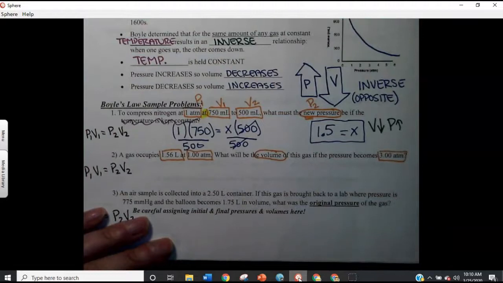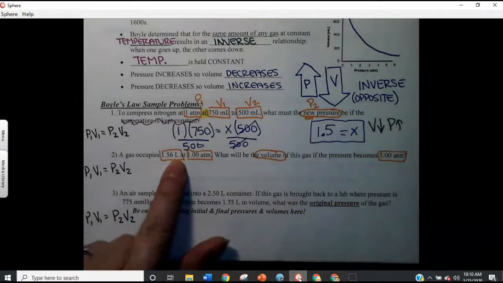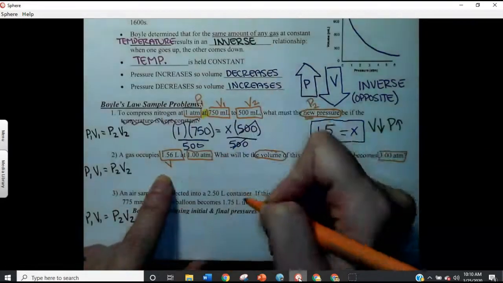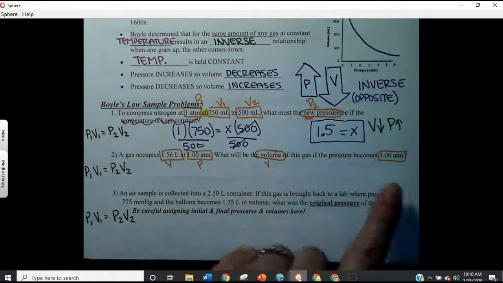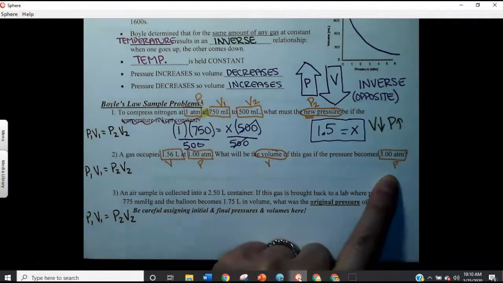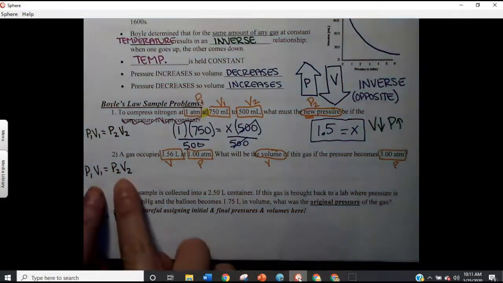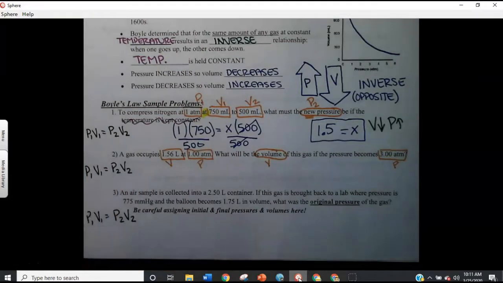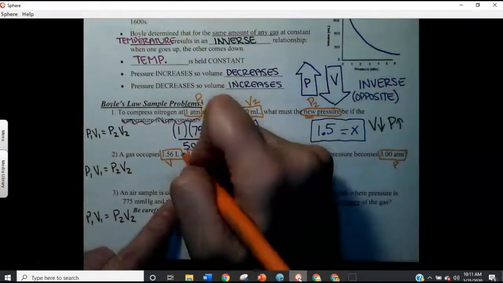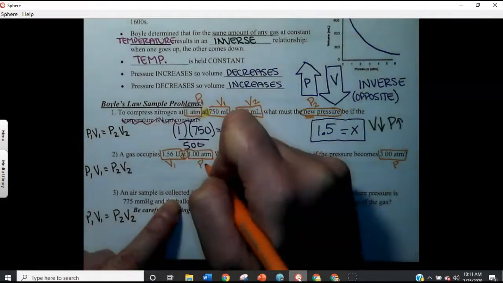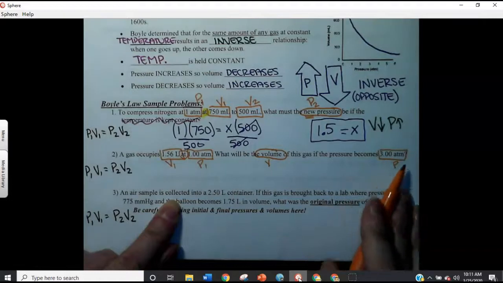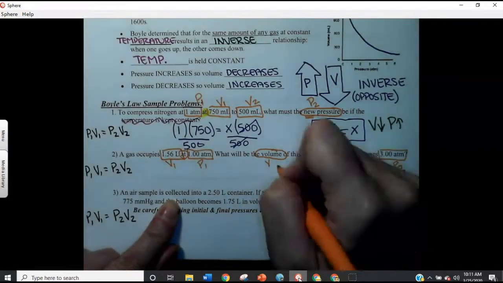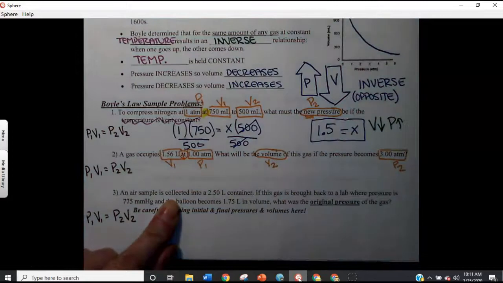So I've done my givens. Now I'm going to label what they are using the units. Liters means this is a volume. ATM is a pressure. They're asking me for a volume, and there's a pressure right there. So I know to use this equation. Now I need to decide which ones go together. It says this volume at that pressure, so those are together. What will be the volume if the pressure becomes... so if this is my new pressure, it's what it became. What will be the new volume?